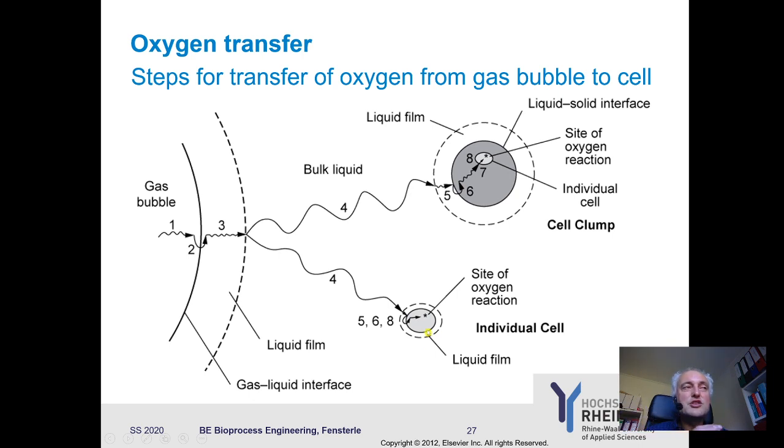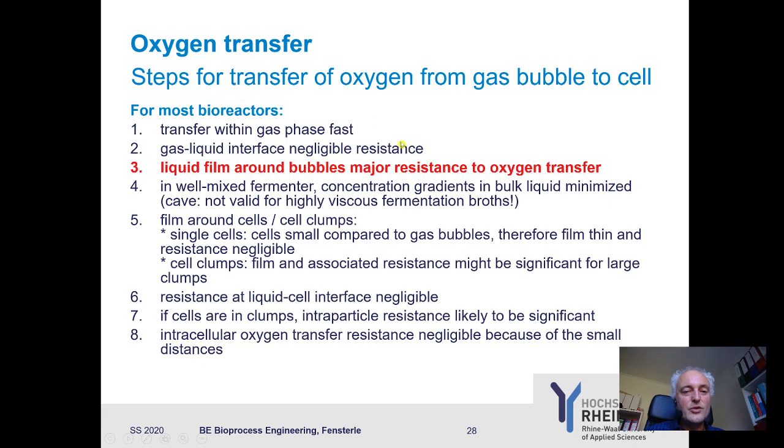However, the cell is very small compared to a gas bubble. This also means that the liquid film around the cell is very thin. And as it's very thin, the overall rate of the gas transfer from inside the gas bubble to inside the individual cell is dictated by the liquid film around the gas bubble, and it's only marginally influenced by the liquid film around the individual cell. So we can neglect it. At the end, we just need to look at this gas transfer, which of course makes our life easier.